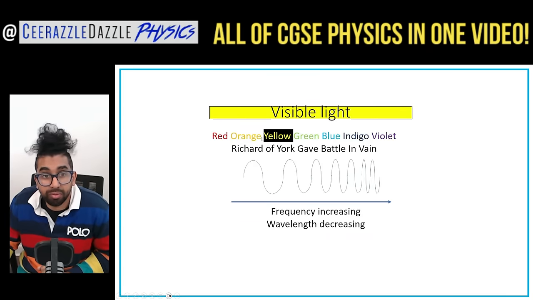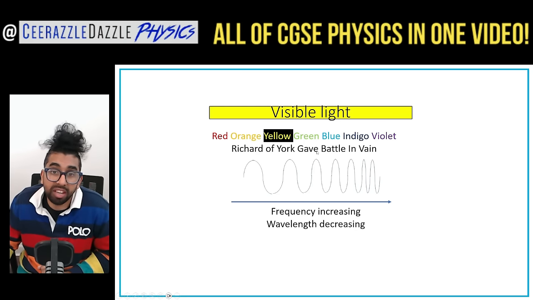Visible light consists of the following colors: red, orange, yellow, green, blue, indigo, and violet. Richard of York gave battle in vain.